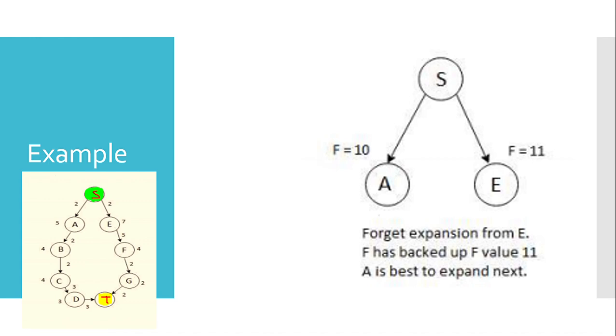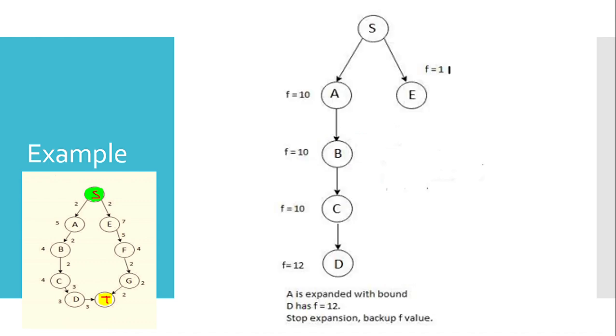Its cost is more than A. So we have to expand A now. We will forget the expansion of E. So now from A, we will start the expansion. A to B, B to C, we have already done. And the cost was 10, 10, 10.